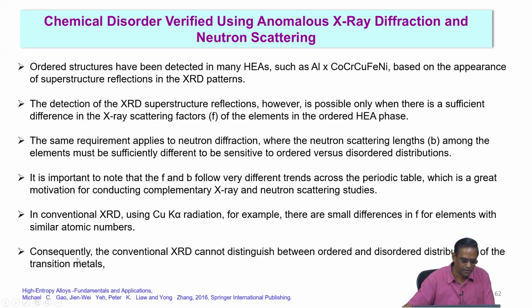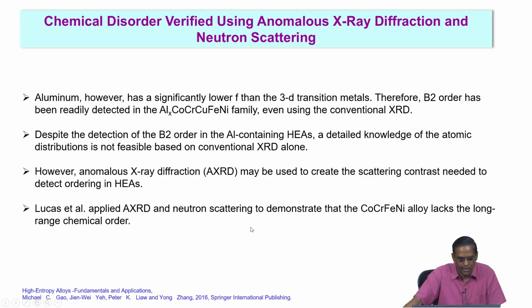In a conventional XRD using copper K alpha radiation, for example, there are small differences in F, the atomic scattering factor, for elements with similar atomic numbers. Consequently, conventional XRD cannot distinguish between ordered and disordered distribution of the transition metals at least. Aluminum, however, has a slightly lower atomic scattering factor than the 3D transition metals. Therefore, B2 order has been readily detected in this aluminum, cobalt, chromium, copper, iron, nickel family, even using conventional XRD.